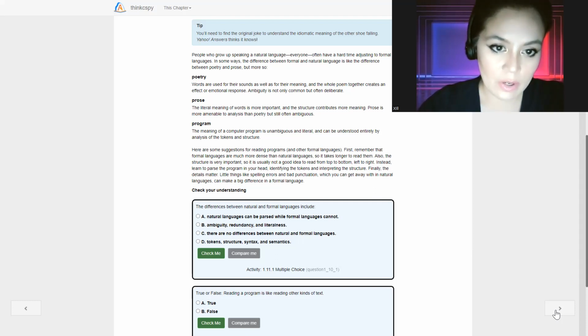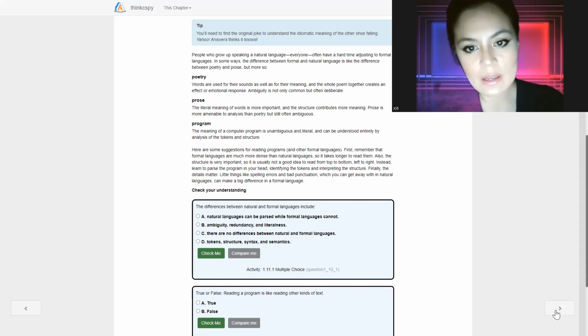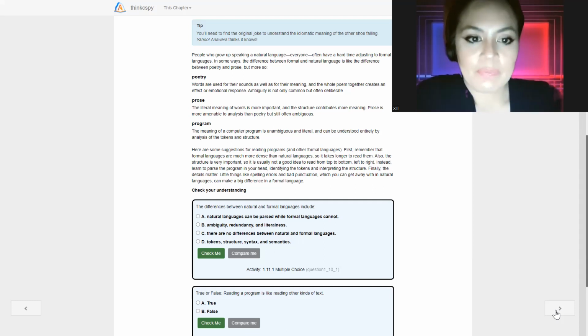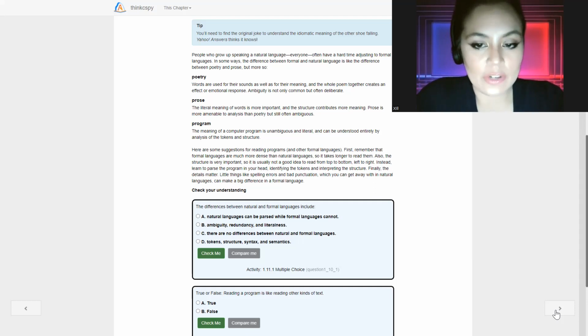Poetry. Words are used for their sounds as well as for their meaning, and the whole poem together creates an effect or emotional response. Ambiguity is not only common, but often deliberate. Prose, the literal meaning of words, is more important, and the structure contributes more meaning. Prose is more amenable to analysis than poetry, but still often ambiguous.